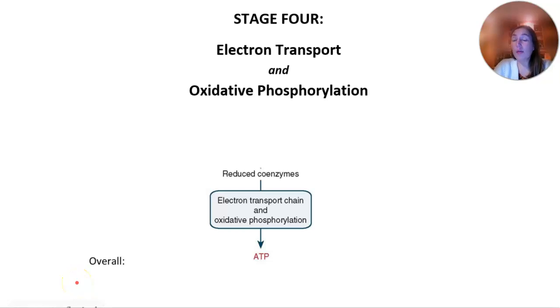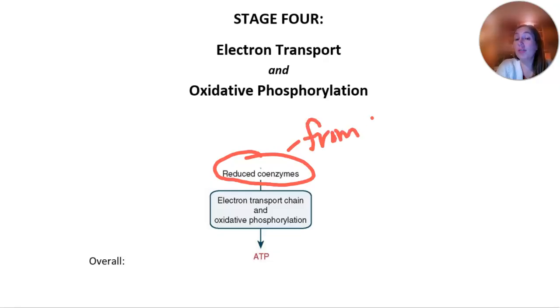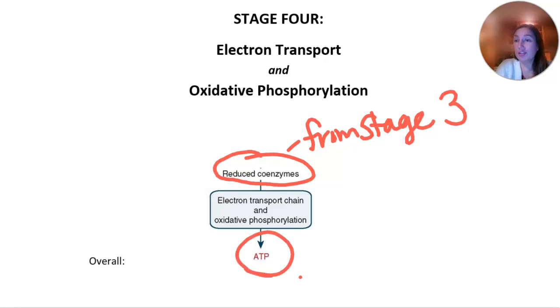This video is about stage 4 of metabolism, the electron transport chain, and oxidative phosphorylation. Stage 4 really involves taking the reduced form of coenzymes from stage 3 of metabolism, the citric acid cycle. In the electron transport chain and oxidative phosphorylation, we convert these to energy in the form of ATP.